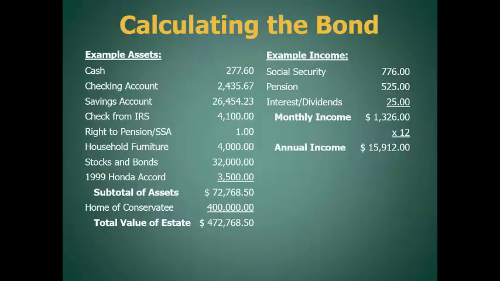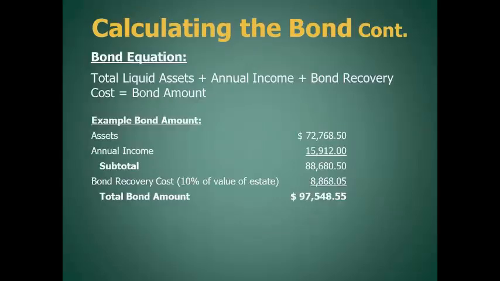Here are some of the types of assets and income that you would include in the calculation of the bond amount. The formula for calculating the bond is the conservatee's total liquid assets plus the conservatee's income plus the conservatee's real property for which the conservator has 2590 powers plus bond recovery cost. Here the bond recovery cost and the total amount of the bond is calculated using the total assets and income from the previous slide.